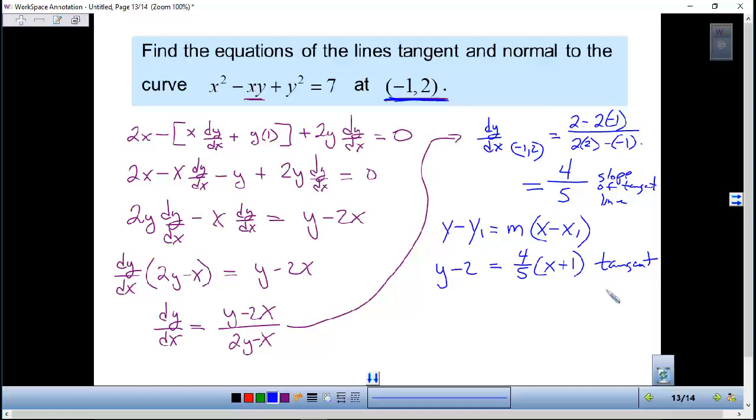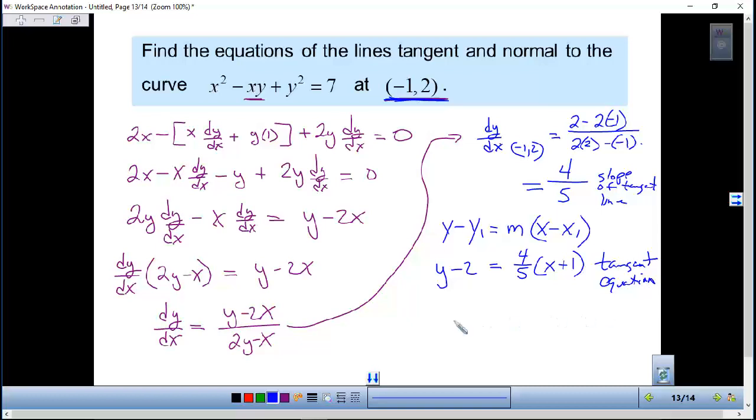Point slope is perfectly okay for leaving it just like that, because you will make a mistake somewhere along the way and it'll cost you points. Leave it like this unless you are given instructions to put it in some other form, or if it's a multiple choice question and you have to put it in some other form to match it with the choices. So there's my tangent equation.